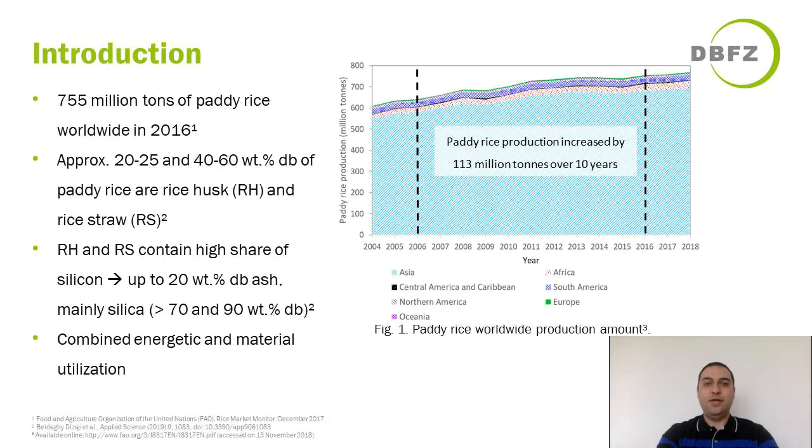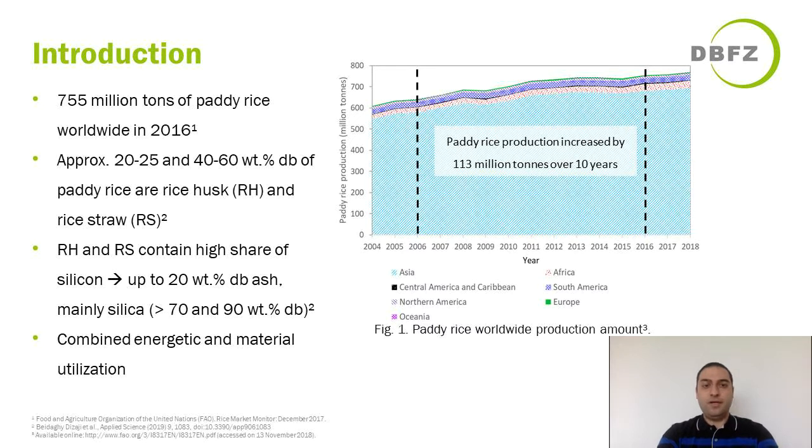Annually, close to 800 million tons of paddy rice is produced in the world, and the production trend is increasing in order to meet the food demand. From this huge amount of paddy rice production, close to 20 to 25 and 40 to 80 dry base weight percentage are rice husk and rice straw respectively.